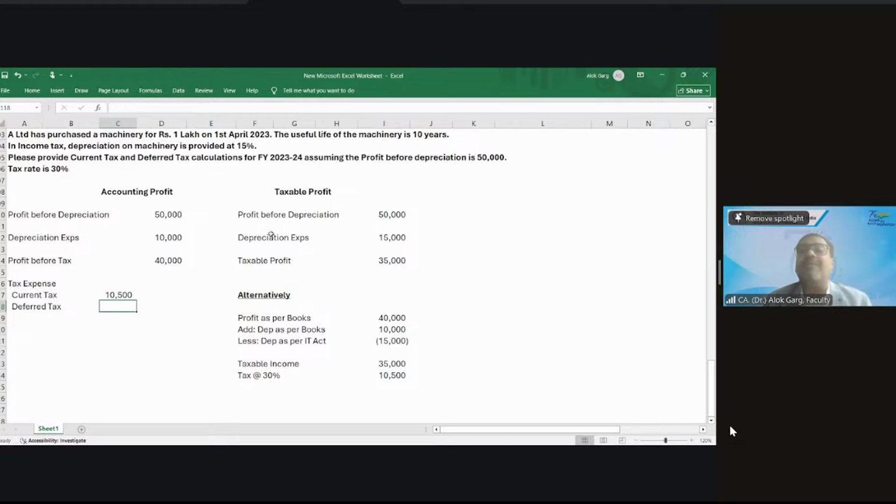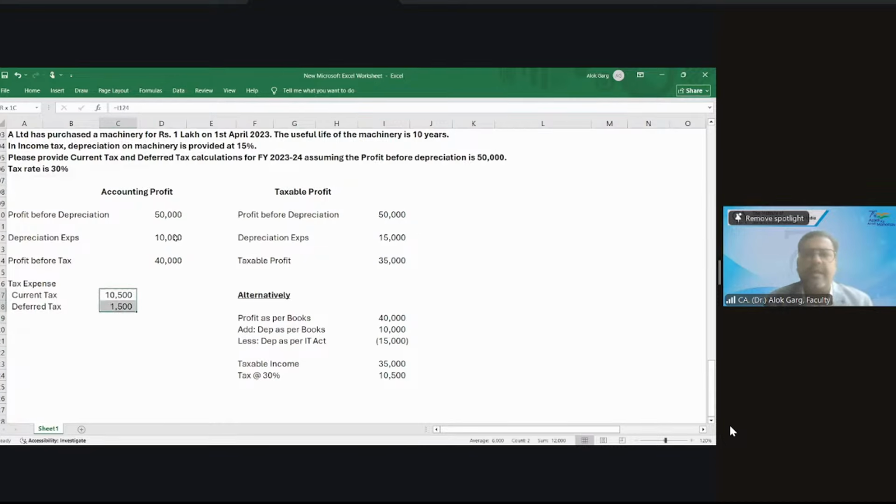You will create a liability. Liability to the extent of what? To the extent of the difference between depreciation as per the Income Tax Act and depreciation as per the Companies Act. So 15,000 minus 10,000, multiplied by 30%. Is that clear?